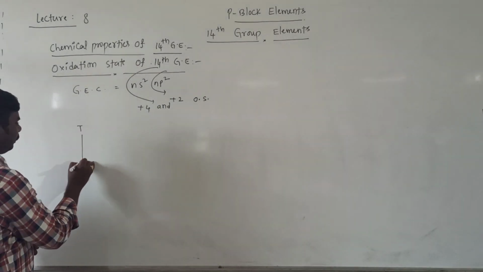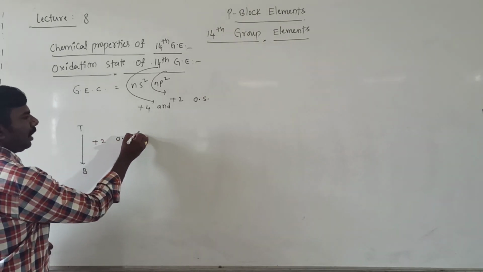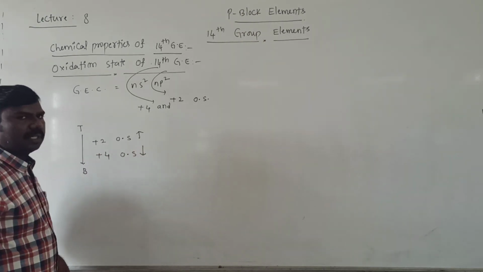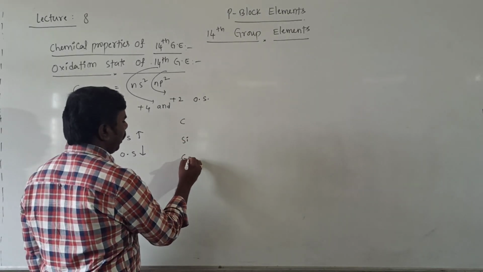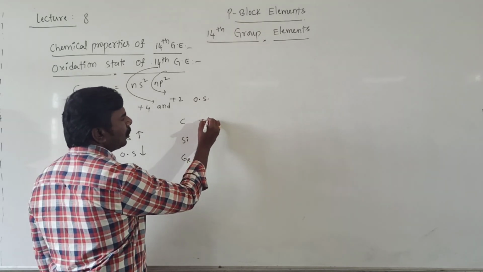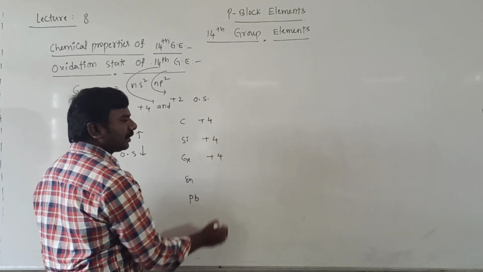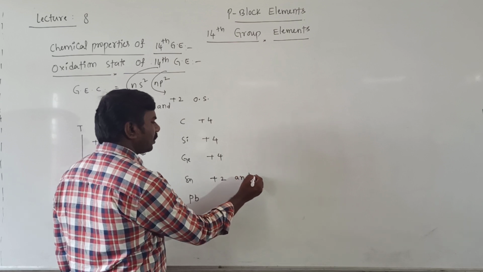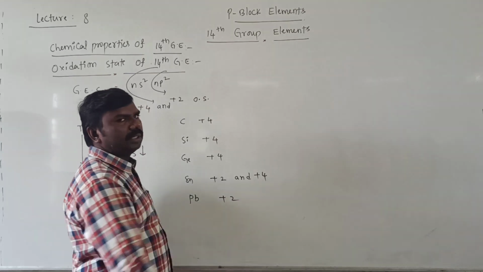Now, from top to bottom, plus 2 oxidation state will increase, and plus 4 oxidation state will decrease. Take carbon, silicon, germanium, tin, lead. Carbon can show plus 4 oxidation state. Silicon and germanium are also plus 4. Tin can lose 4 and can show plus 2 and plus 4. Both are possible.